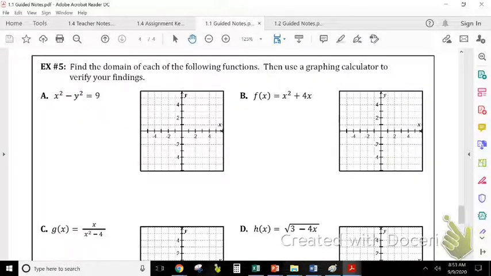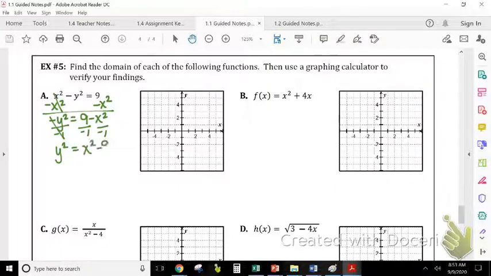All right, so we know this isn't going to be a function, but let's go ahead and solve for y. So negative y squared equals 9 minus x squared. Divide everything by that negative 1, or you could multiply by negative 1. And so y squared equals, I'm going to switch these, so it's going to be x squared minus 9.